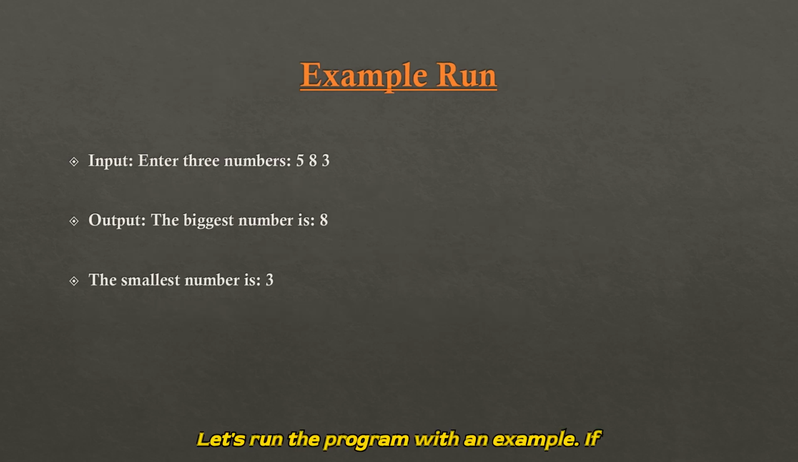Let's run the program with an example. If the user enters the values 5, 8, and 3, the program will first compare them. It will identify 8 as the largest and 3 as the smallest. The output of the program will be as follows. The biggest number is 8 and the smallest number is 3. This example demonstrates how the program works with real input and provides the user with direct results.